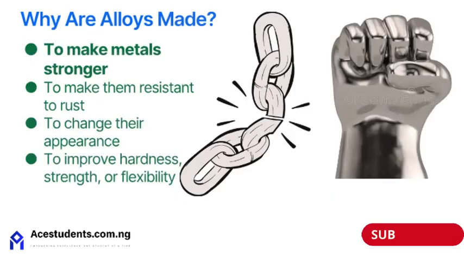Pure metals are often too soft for construction or heavy use. When we mix them with other elements, the result is an alloy that is much stronger. That's why we use alloys in machines, vehicles, and tall buildings.